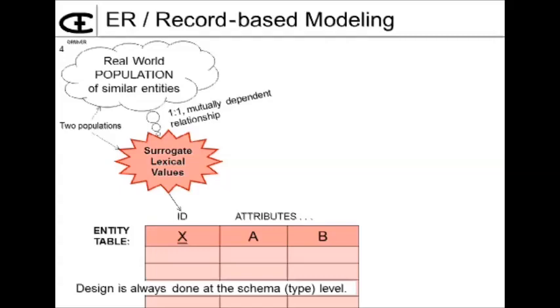Hopefully, there is a one-to-one mutually dependent relationship between the population of things and the values that we are going to use to identify those things. And we said that when picking an identifier, everything in that population ought to have one, and it shouldn't change, etc. Notice we've got two populations that we're working with: the population of the things and the population of the representation of those things. They're identifiers.